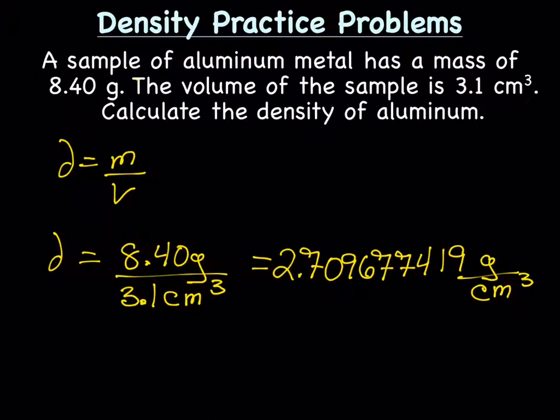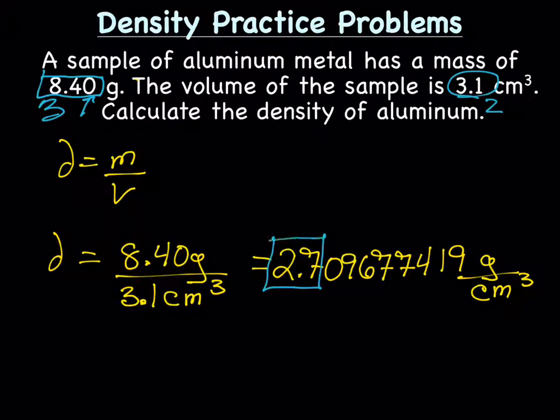Okay, so the final step is to figure out our sig figs. So let's go back to our original measurements. We have a mass of 8.40. And so sig figs, well, the 0 here is significant, right? Because it's after a decimal and there's a non-zero digit in front of it. So our mass has 3 sig figs. And our volume here has 2 sig figs, which means our answer needs to have 2 sig figs.